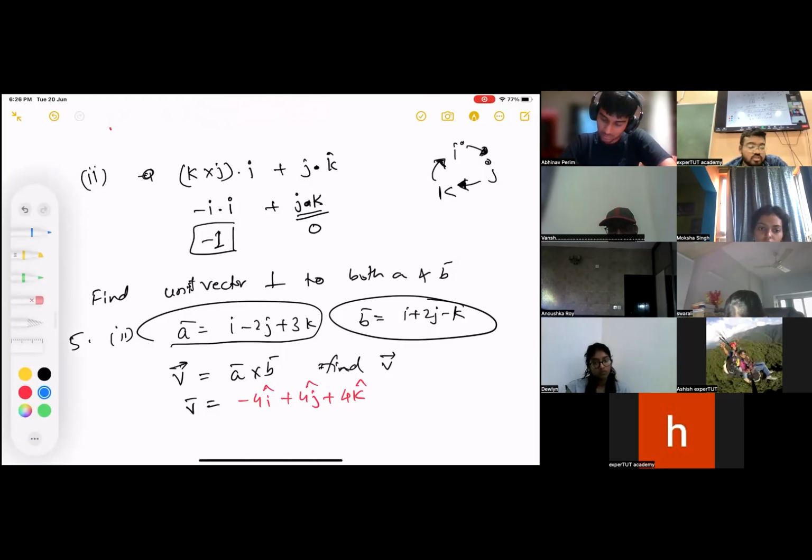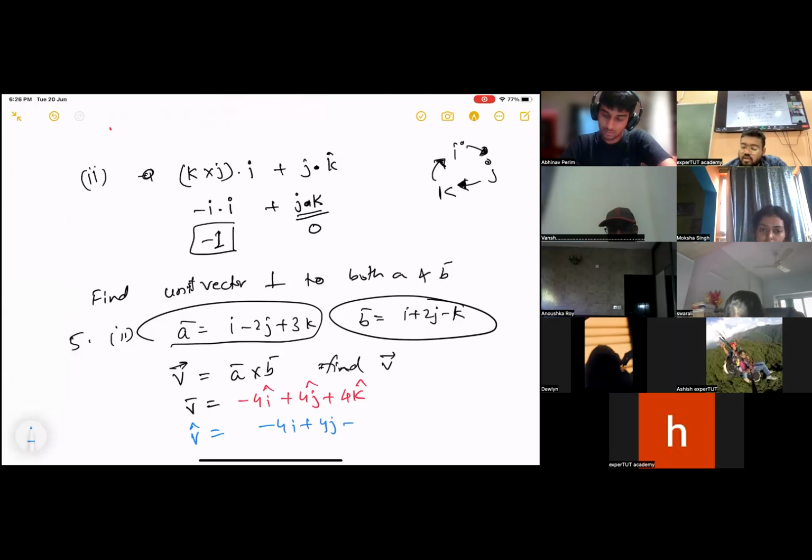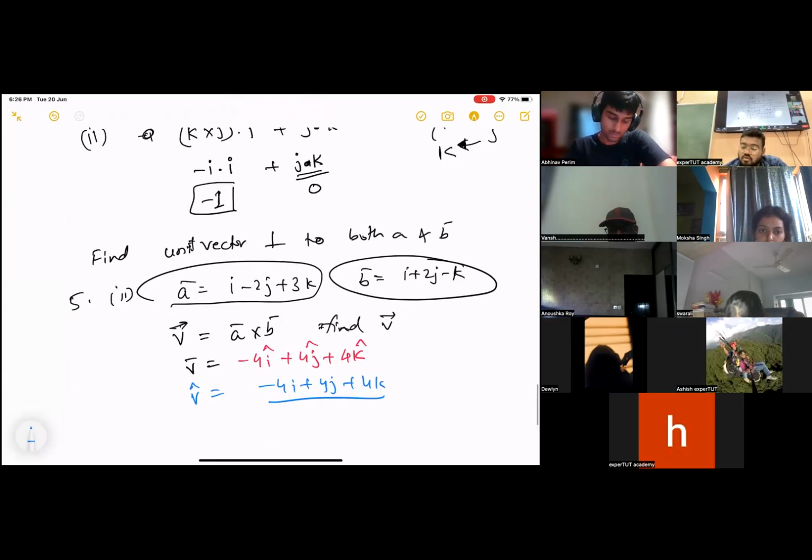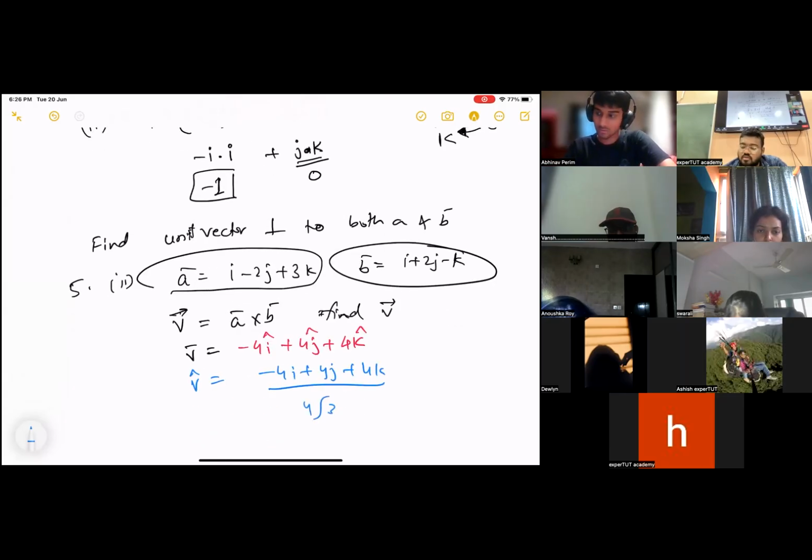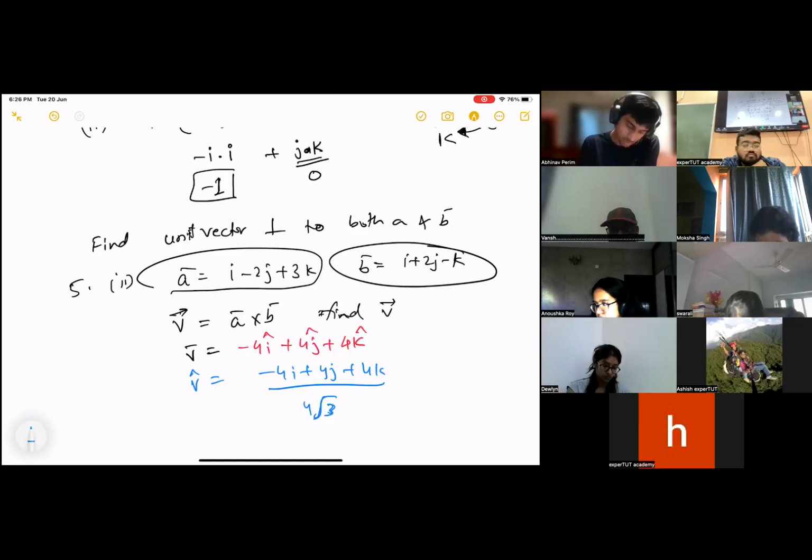Okay. Now they are asking for the unit vector, right? So the unit vector is V cap, which is the vector divided by its magnitude. What is the magnitude of this? 4√3, no? You can square and add and do it. Okay, fine. Write this and do the fourth part of question 5.